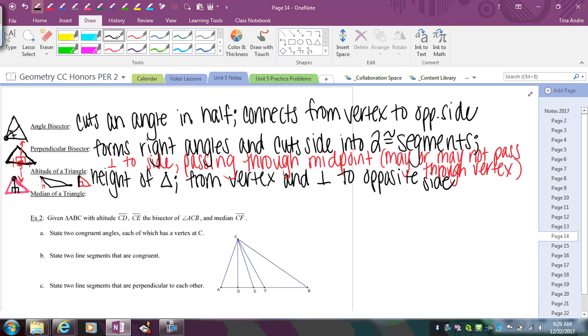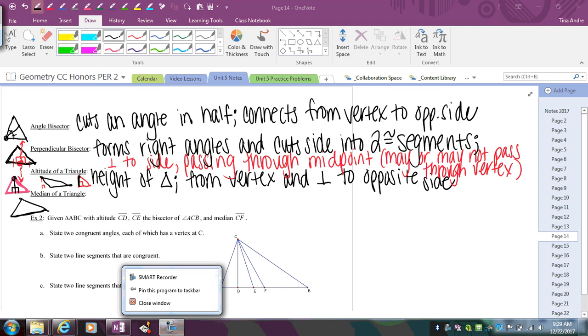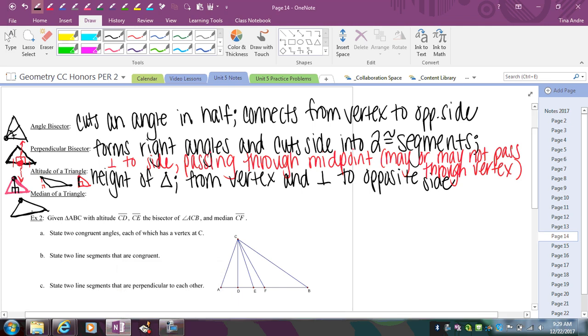And then median, a median of a triangle starts with an M, so it connects to the midpoint. So you go from a vertex and you have to connect to the midpoint of the opposite side. So it doesn't matter if the segment's slanted or perpendicular or not, it has to connect from the vertex to the opposite side passing through the midpoint. So it's a segment that connects to the midpoint, from vertex to midpoint.